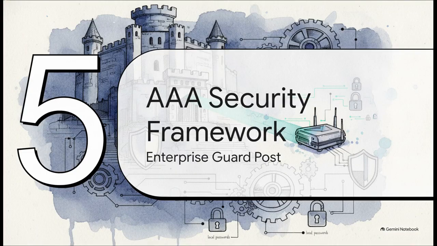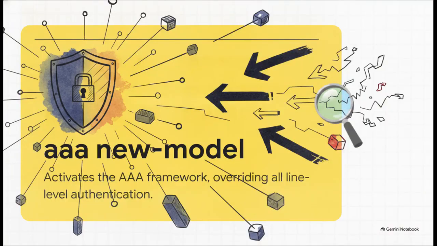Which brings us to our final stop, Section 5, the AAA security framework. Everything we've done up to this point relies on local passwords on a single device. But if you're in an enterprise environment, we need the ultimate guard post, and that means centralizing our authentication. What's absolutely incredible here is the power of one single command, aaa new-model. The literal moment you hit enter on this in global config, it activates the AAA framework: authentication, authorization, and accounting. But a quick word of warning, entering this immediately overrides all the line-level authentication you just set up. It's a total paradigm shift, moving the router from a standalone configuration straight into an enterprise-grade security posture.